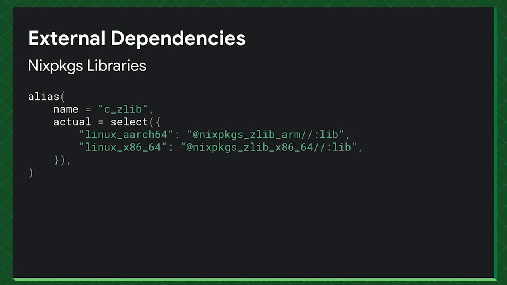We can then use Bazel's select mechanism to expose the appropriate version for the current target platform under one alias, meaning when you depend on this czlib target and build for x86, then you will receive the x86 version of the library. If you build for ARM, then the ARM version.